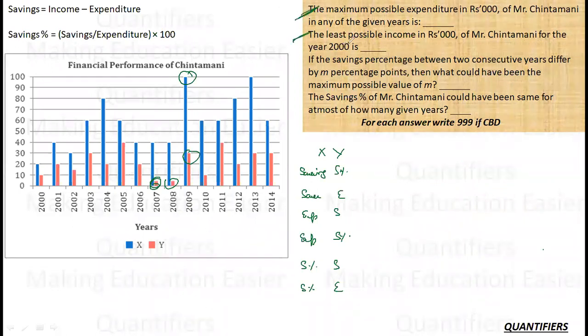Let's see the second part. The least possible income in thousands is in which year? So income is the least in which year? What is income basically? Income is equal to savings plus expenditure. What can be the minimum income for the year 2000? So when we talk about the minimum income, one option is I obviously add them up: I take saving and expenditure, make an equation and add them up. Okay, I can assume them to be anything.